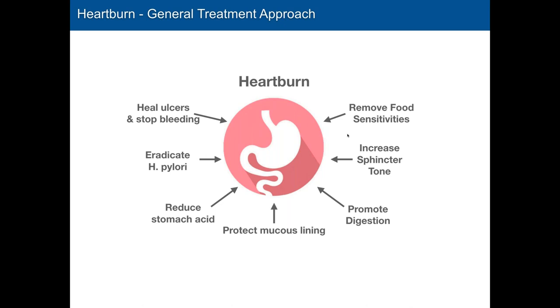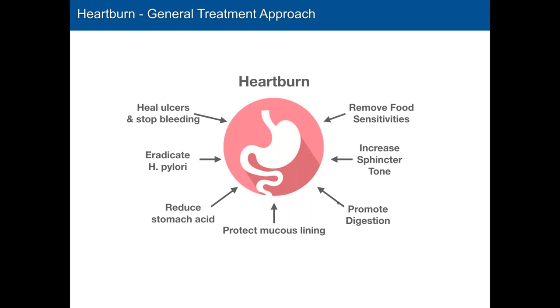So you want to increase the sphincter tone, and that can be done using herbs like the bitters, but also just reducing the volume of food that you eat. Also, not eating when you're stressed out. Creating more routine, that's all going to support that sphincter tone. And avoiding drugs that can release that sphincter tone as well. You want to promote digestion by sitting down, chewing your food, taking digestive bitters, things like that.